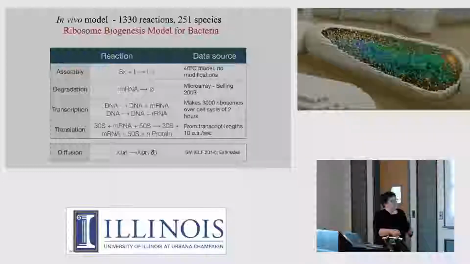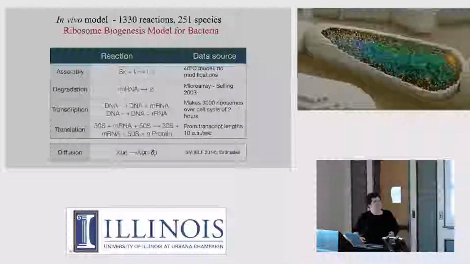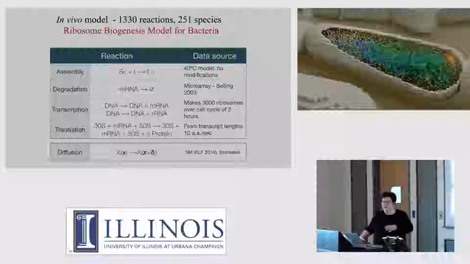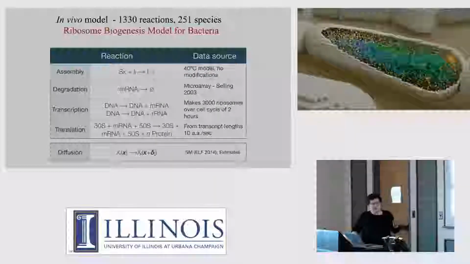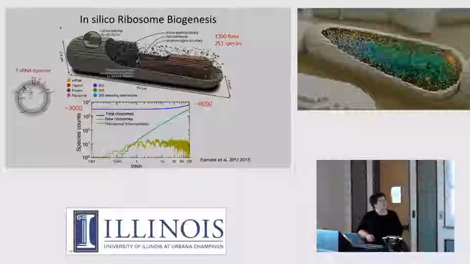And then you have translation, so you have to read through the messengers, and you assume an average rate of about 10 amino acids per second. There's a range of about 10 to 20. This is pretty well accepted for these slow-growing E. coli. And then everything undergoes diffusion, all the particles that are there, and they too have been measured by Johan Elf, one of those super resolution imaging guys, who gives you fantastic data. Here, just quickly, are the results.